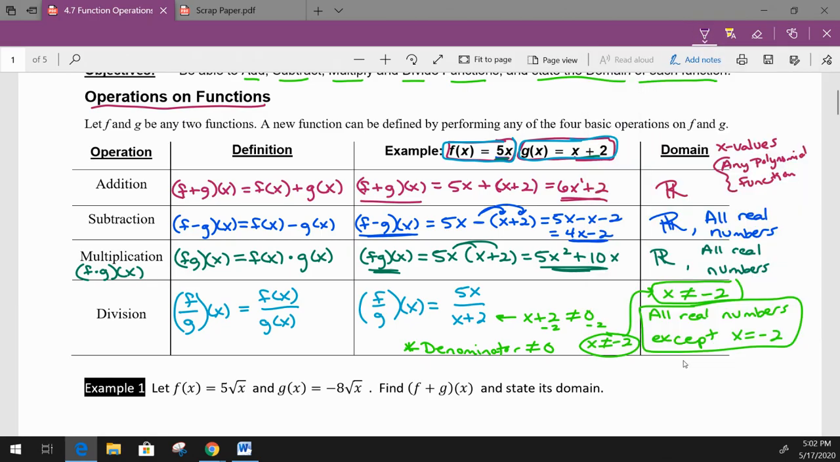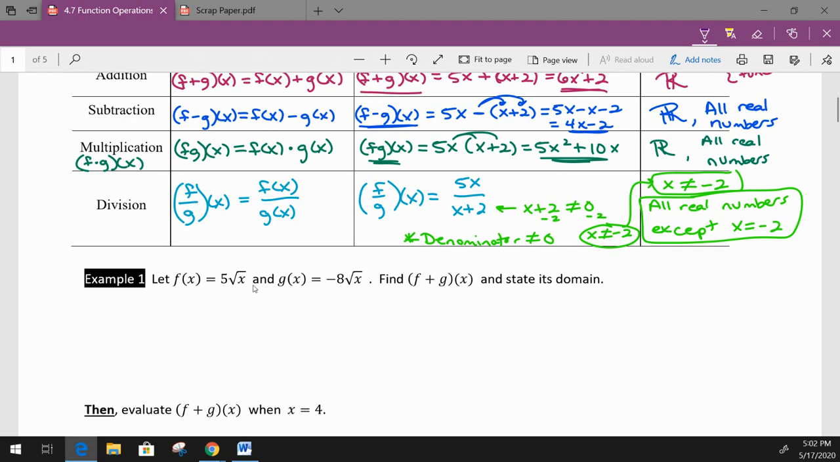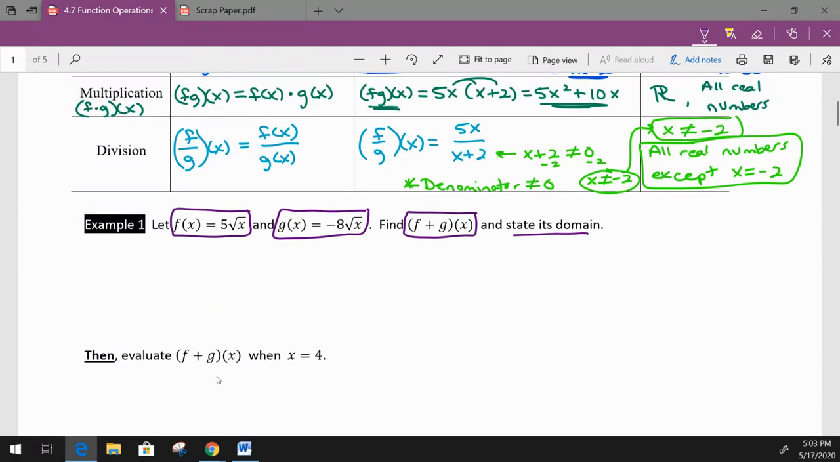And so in our first example here, we do have a couple of square root functions. So this is your f of x function. This is your g of x function. And you are finding f plus g of x and stating its domain. And then in a little bit, right down here, we're going to evaluate our new function, f plus g of x, for the value of x equals 4. All right, so f plus g of x, like we said earlier, means that you're taking f of x and adding it to g of x.